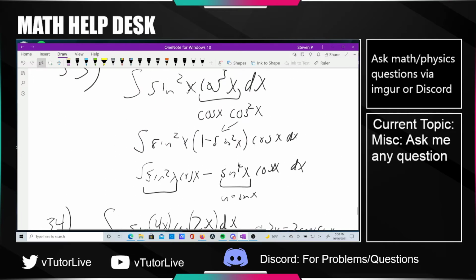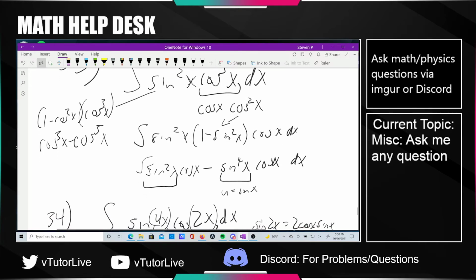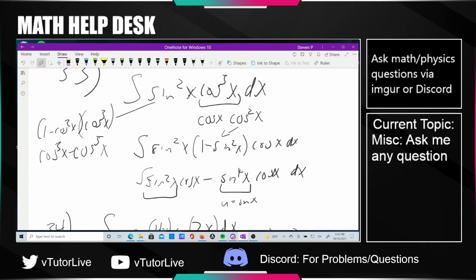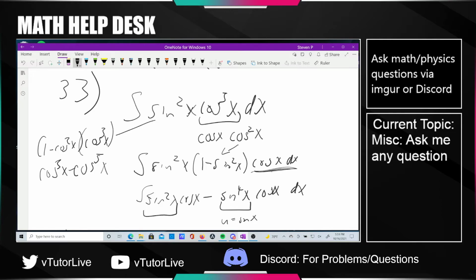On 33? If you had split this up, it would have turned into 1 minus cosine squared of x times cosine cubed of x, right? I think it's just a little bit annoying to integrate cosine cubed of x and cosine to the fifth of x. I'm sure it can be done, but I really like having an extra cosine lying around to handle the chain rule, right? This makes it so much easier.